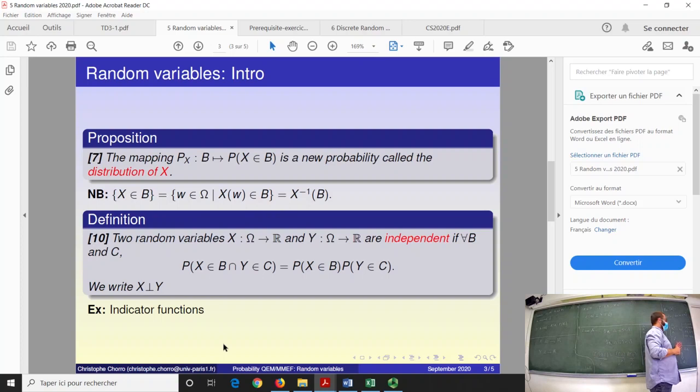But my little example here was just to convince you that independence between random variables is just a little extension of what I have previously introduced in the case of sets, basically, through the notion of preimages. Questions? Okay? Next slide.